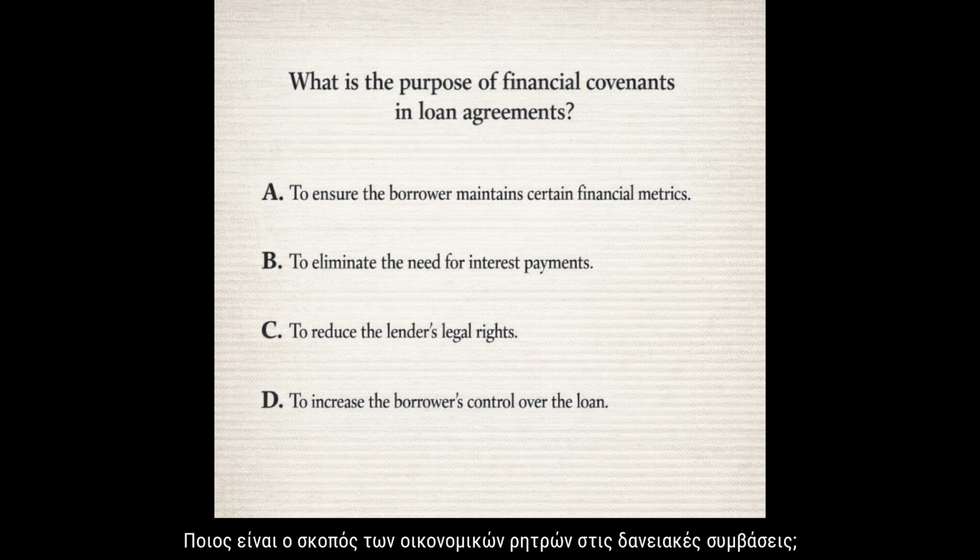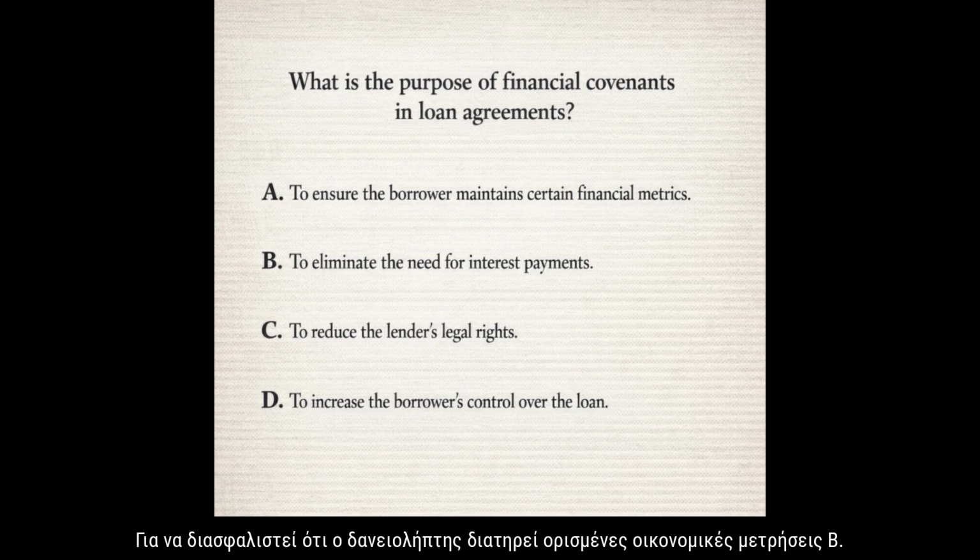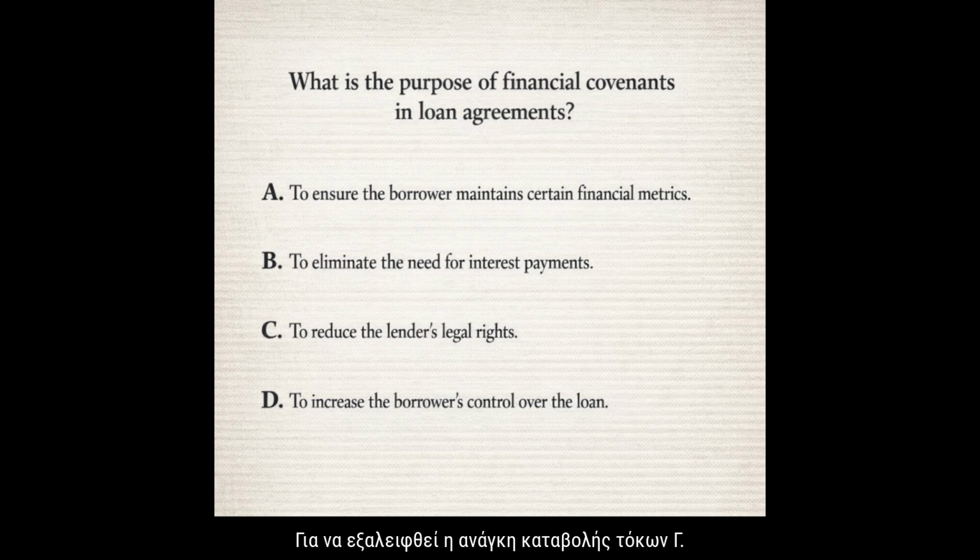What is the purpose of financial covenants in loan agreements? A. To ensure the borrower maintains certain financial metrics. B. To eliminate the need for interest payments. C. To reduce the lender's legal rights. D. To increase the borrower's control over the loan.